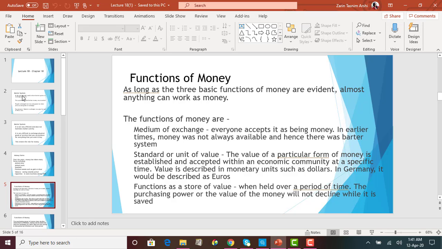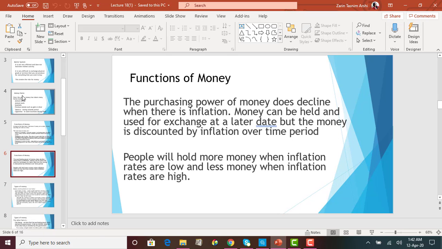It will still be a dollar bill. It will not change. But if you think about animal skin or animal teeth, maybe if I preserve it, after some time it will start to rot and the value will not be there. But for paper money, it will still store the value of the money. So these are the three functions. Anything that meets these three criteria can function as money. So medium of exchange, standard or unit of value, and it must function as a store of value.